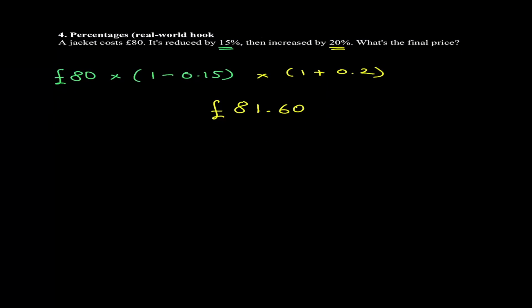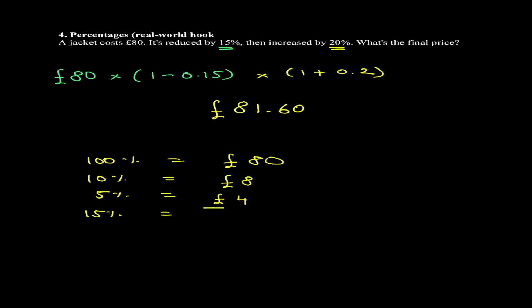So to do this without a calculator, we first want to reduce it by 15%. So we know we have 100% is £80. So let's work out what 15% is. We can work out what 10% is by just knocking off the 0. So that would be 8. And 5% would be half of that, so 4. So 15% would just be those two added together, which is 12.